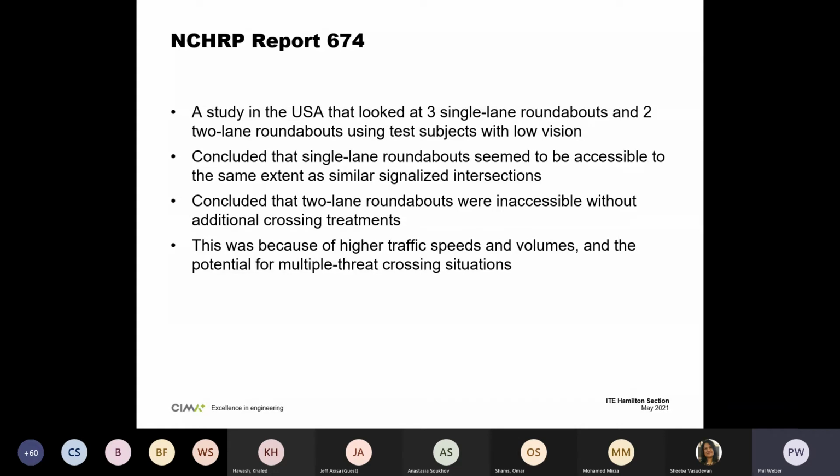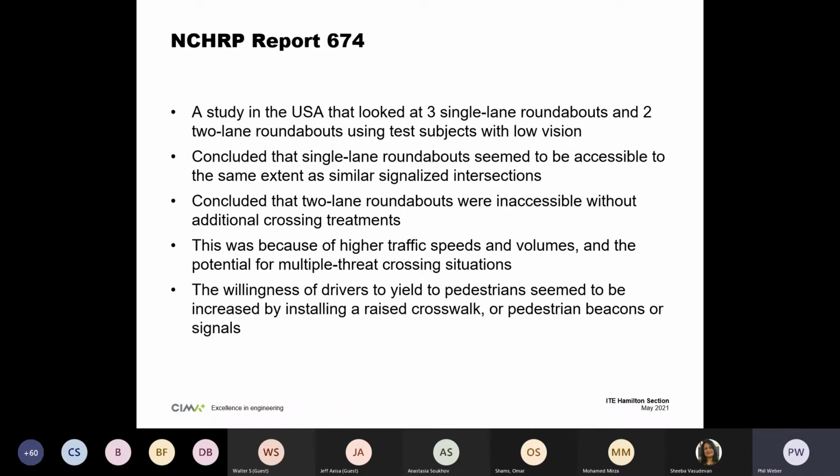A multiple threat crossing is where a visually impaired person can detect or hear that someone in the near traffic lane has stopped or yielded to them. They step out on the road, and of course, someone in the next lane goes whizzing by, doesn't yield. And there's no way for the visually impaired person to detect this. So that's called a multiple threat crossing.